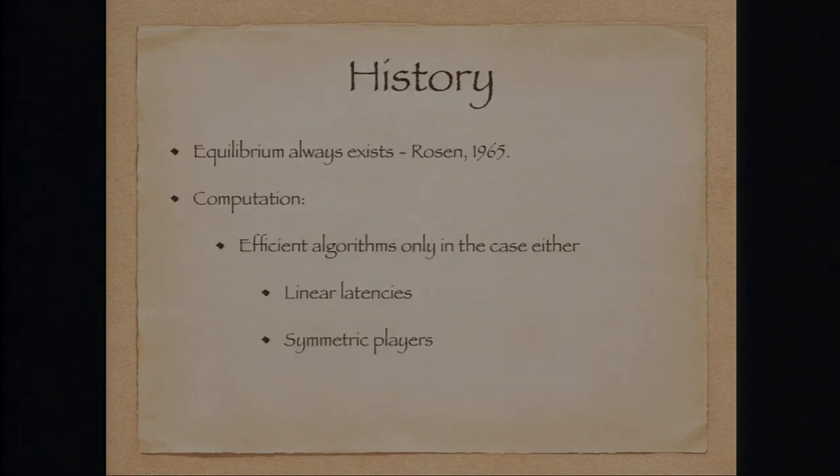Now coming to history, the existence of equilibrium in these kinds of games was first shown by Rosen in 1965. Now coming to the computation part, till now we only know how to compute efficiently if either all the cost functions are linear or if all the players are symmetric. In the sense that they send from the same source to the same destination, and they want to send the same amount of demand.